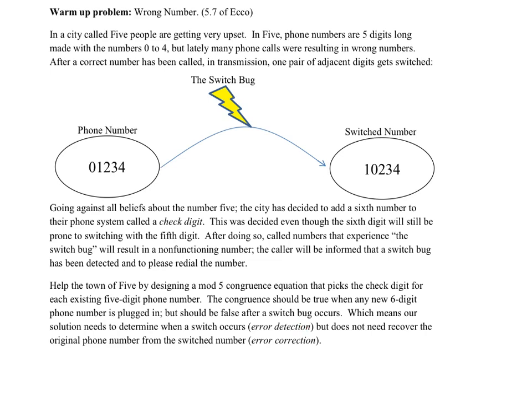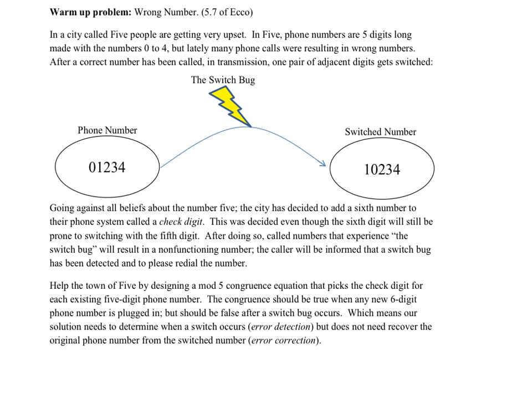So if we were to correct, you would send your phone number away, it would detect the message as having the switch bug and be able to fix it. So we're not worried about fixing it here. Our job is to help the town of 5, and we're going to design a mod 5 congruence equation that picks this check digit for us.